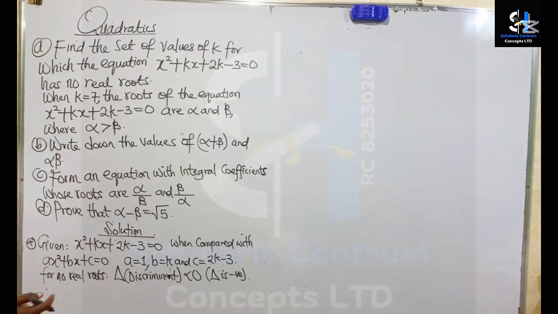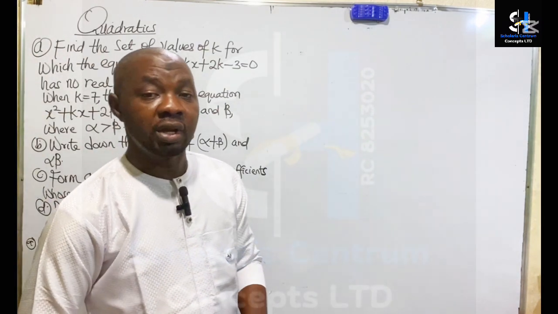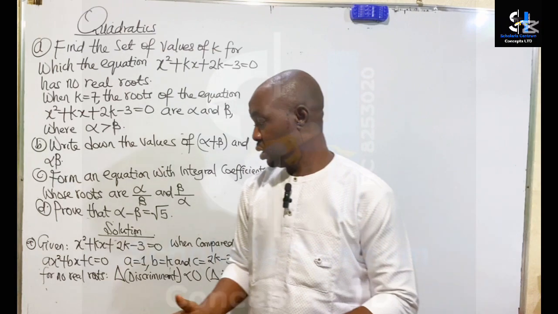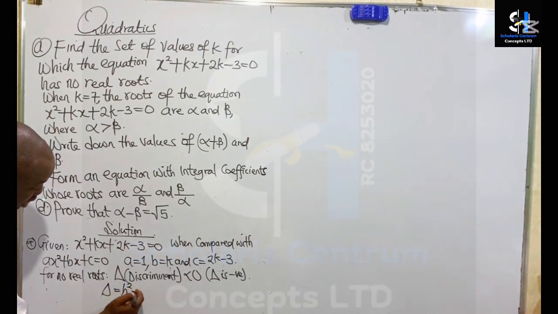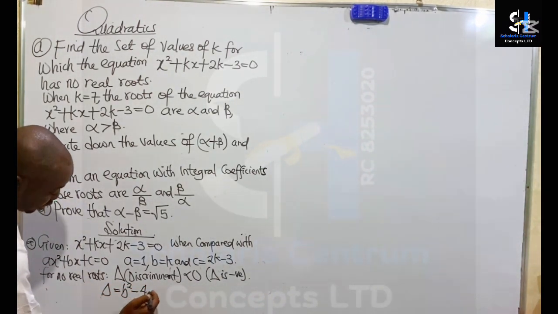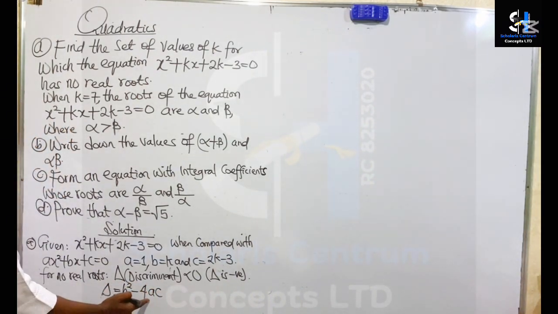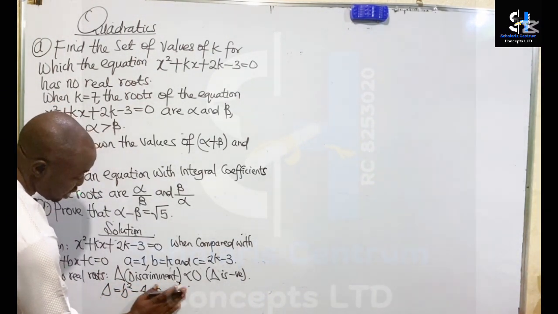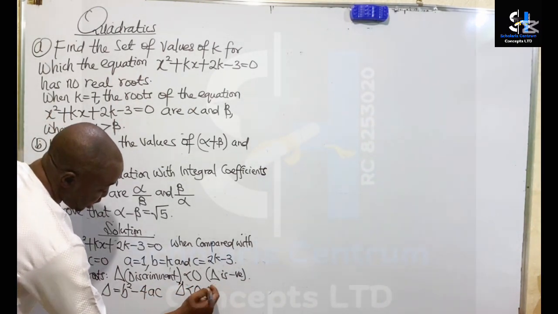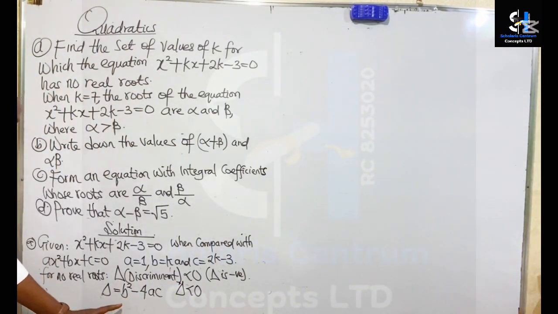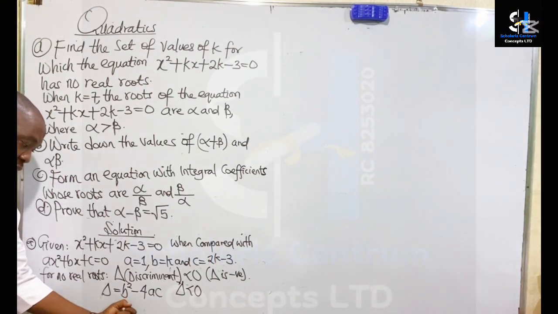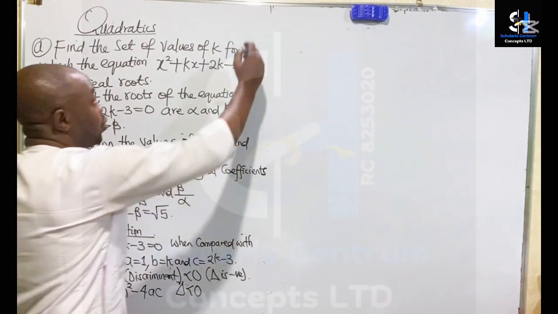Okay, and what is the discriminant? Don't forget that the discriminant is denoted by the capital Greek letter delta, and it is a quantity which represents this expression, that is b squared minus 4ac. So when the discriminant is less than 0, that means the associated equation has no real roots. So in this case, we are going to substitute the values of a, b, and c into this and set it less than 0.